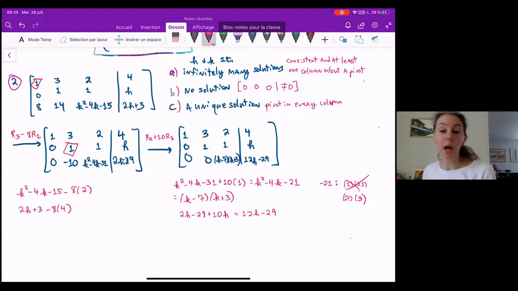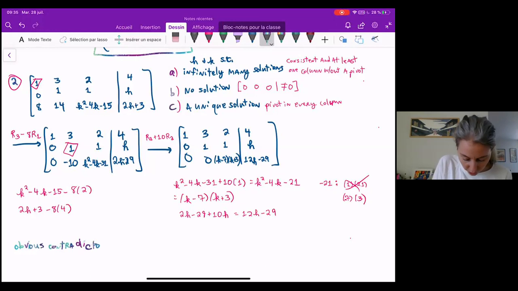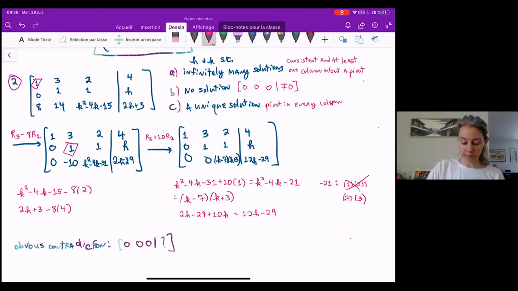Now, the first thing that we want to do is look for an obvious contradiction. So we always start by saying, is there an obvious contradiction? And an obvious contradiction would be what occurs when you have a row of zeros. Contradiction. So it would be like 0, 0, 0, question mark. And in this case, there is no row of zeros. So then we're going to identify k's that are in pivot positions. If it's not in the pivot position, I don't care about it. So like this h right here, is it important to me?